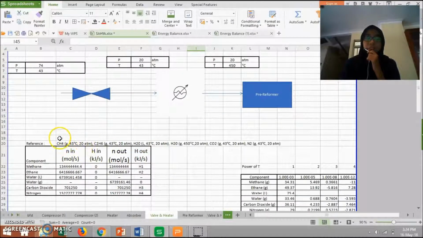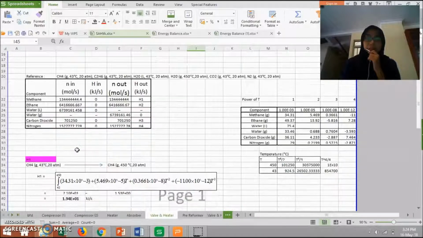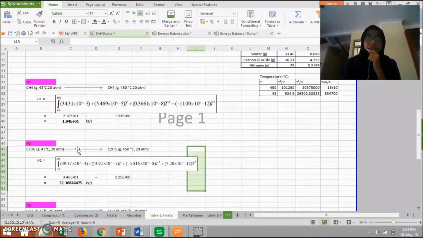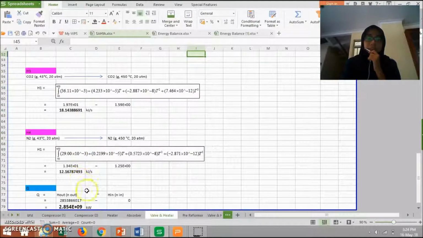So for the boiler, I'm using the inlet as the reference, which is methane, ethane, water, steam, carbon dioxide, and also nitrogen. By using the CPDT, I obtain the Q in positive value.